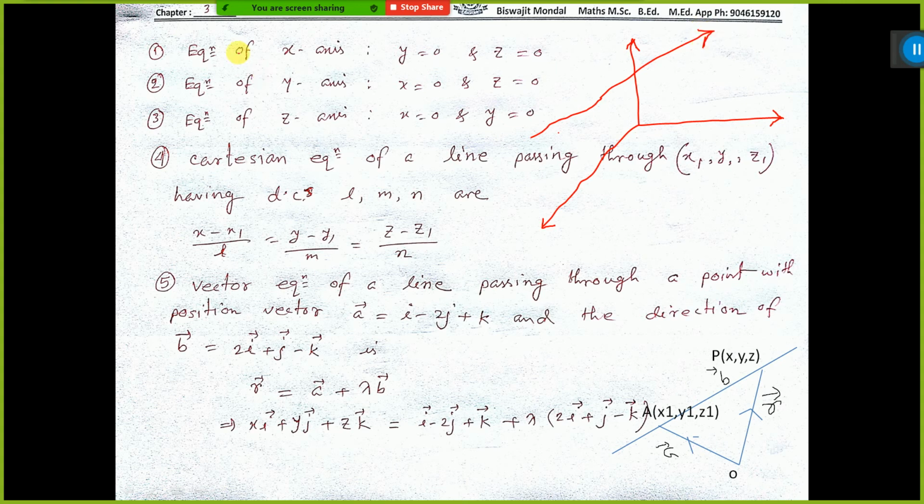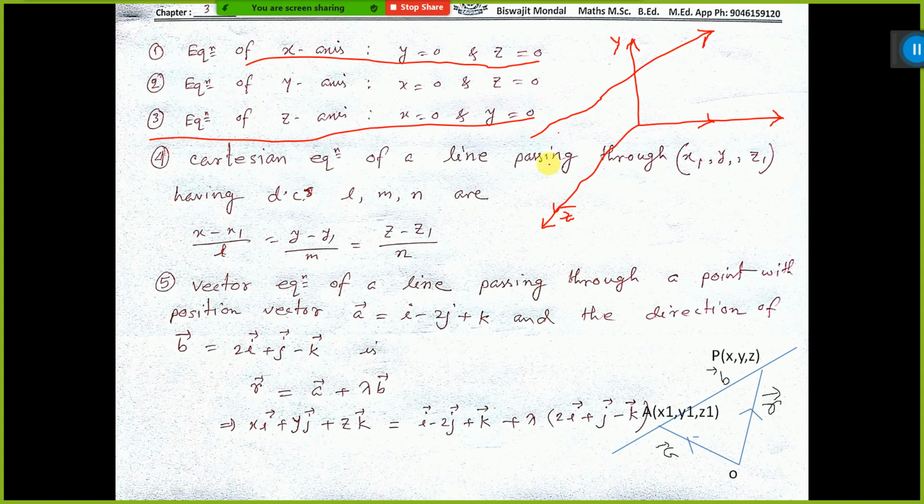Now we can tell the equation of x-axis: its equation is y equal to 0 and z equal to 0. That is this line's equation is y equal to 0 and z equal to 0. Similarly y-axis, its equation is x equal to 0 and z equal to 0. And the equation of z-axis is x equal to 0 and y equal to 0. Now, these three formulas you have to memorize.